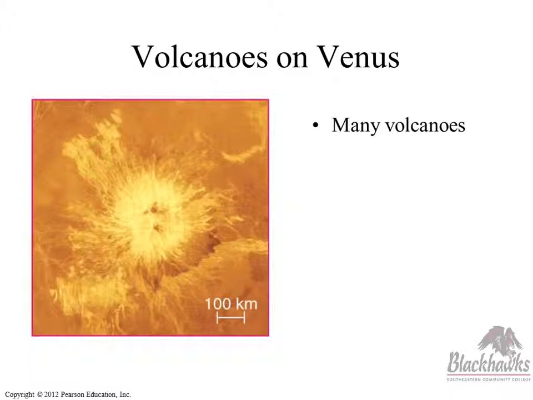Okay, so we definitely see, we don't see them, but we can tell they're there, volcanoes on Venus. There's been one spacecraft that landed on Venus. One cute little Russian spacecraft.